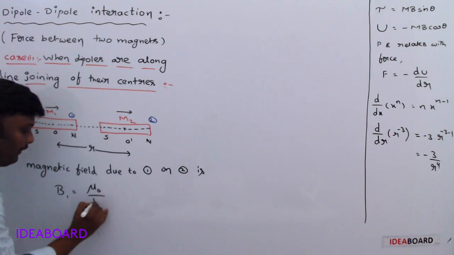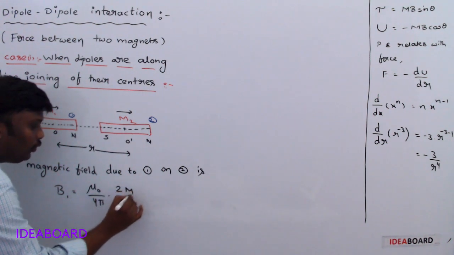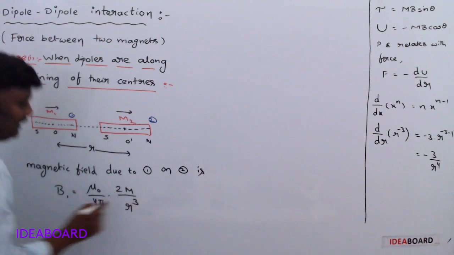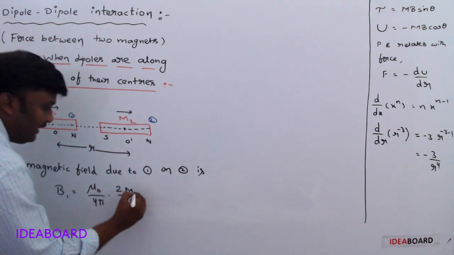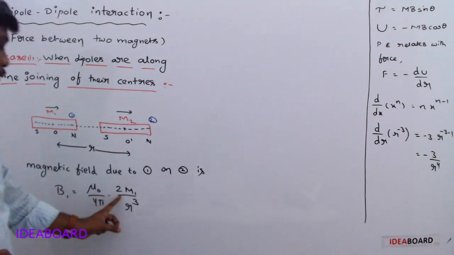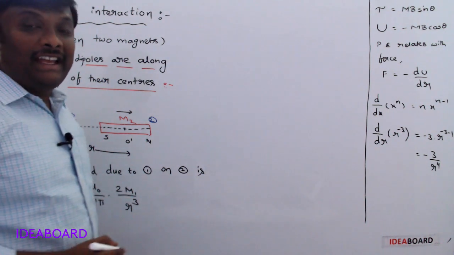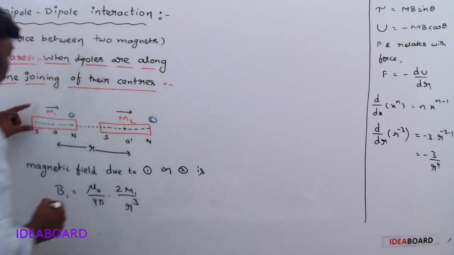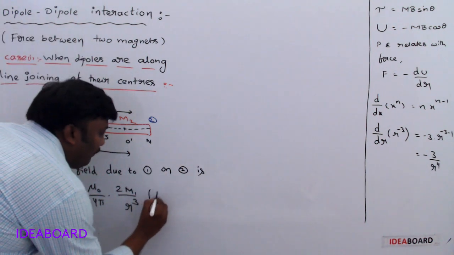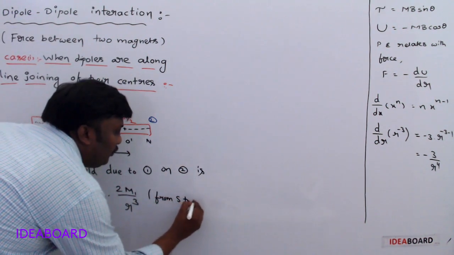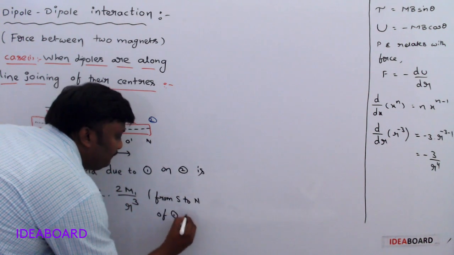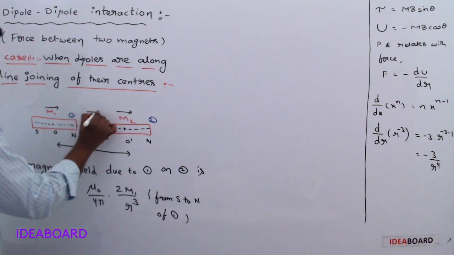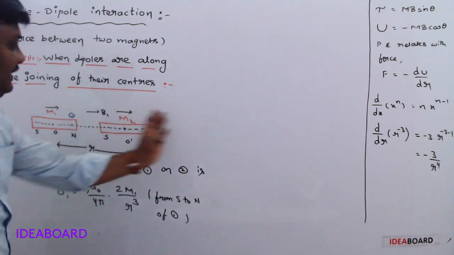The formula is mu naught by 4 pi into 2m by r cube, because the distance given here is r. This is due to the first bar magnet, hence B1 is mu naught by 4 pi into 2 m1 by r cube. And what is the direction of B? The B direction is always from south to north of the first bar magnet, so the direction of B1 is forward in this way.